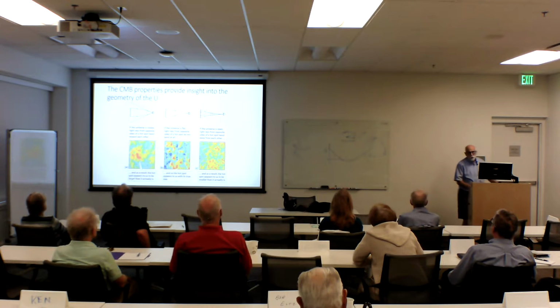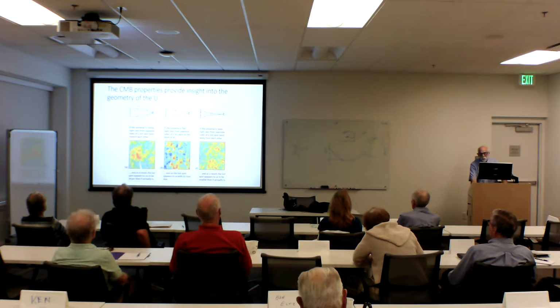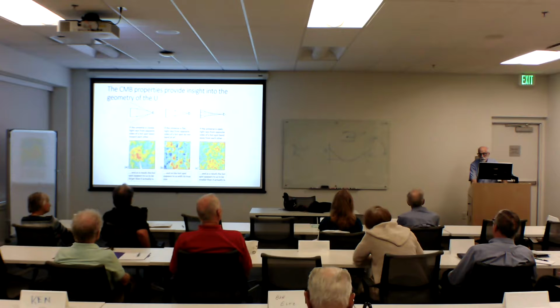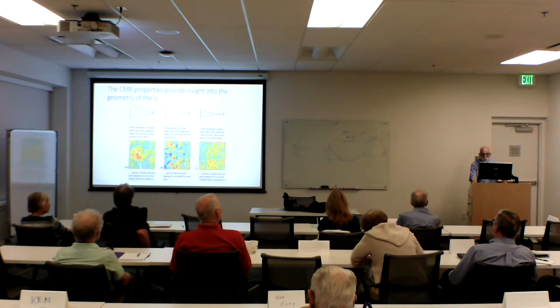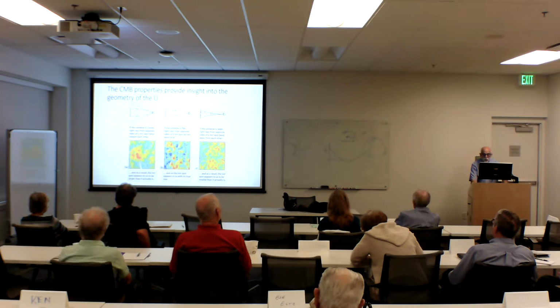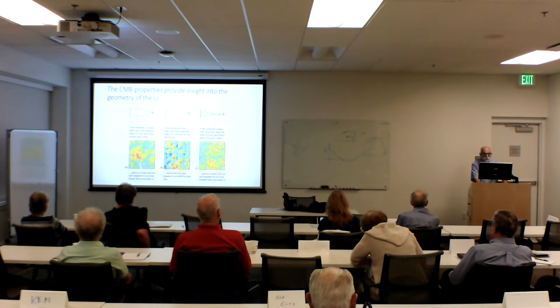So the distribution of these bright, warm spots and the cold, darker spots in the picture taken by the Planck spacecraft tells us the geometry of the universe. Remembering that, of course, the difference between warm, these red areas, and the cold areas is extremely tiny, a fraction of a thousandth of a degree.